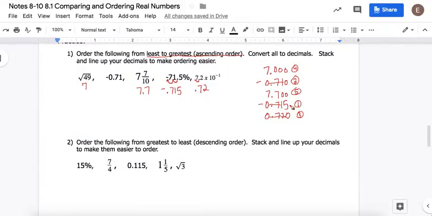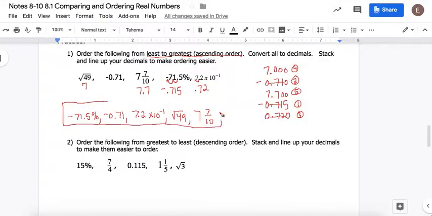Now when we order, we're going to order the original. So this one came first, which was negative 71 and 5/10%. Second, we had this one, which was negative 71 hundredths. Third was that last one, 7 and 2/10 times 10 to the negative first. Then we had the very first one, which was the square root of 49. And finally, this one is last, 7 and 7/10. Go ahead and box that in. And let's move on to example number 2.